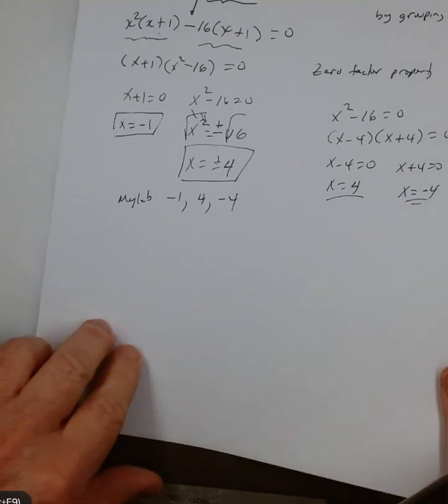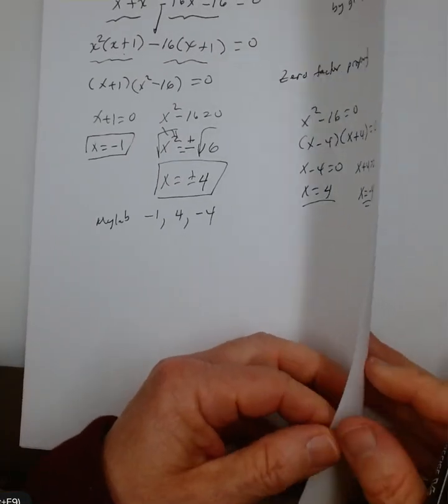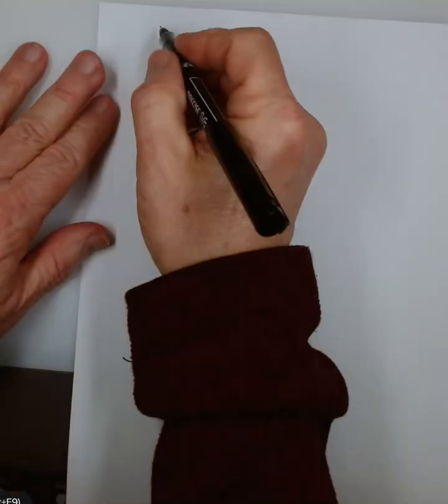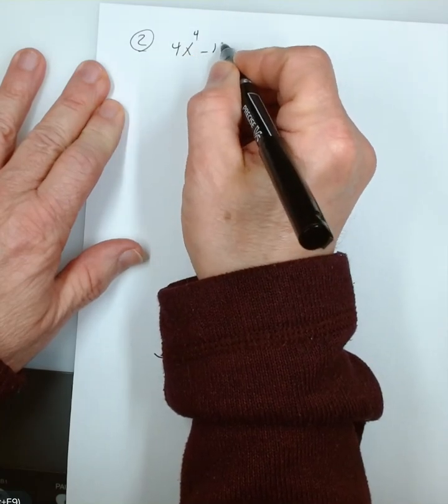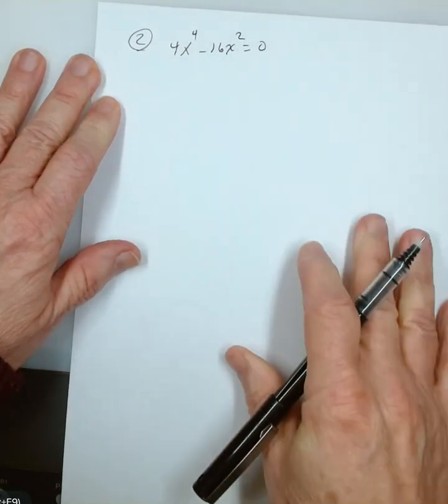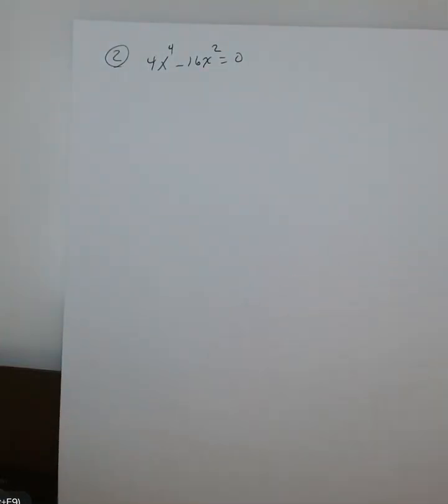So this is not going to be easy. Let's look at number 2. So we have this higher order equation. And I want to solve for x. What's the largest exponent? 4. There is no name for 4, so we just say a higher order equation. Like the previous one, we could say it was cubic.